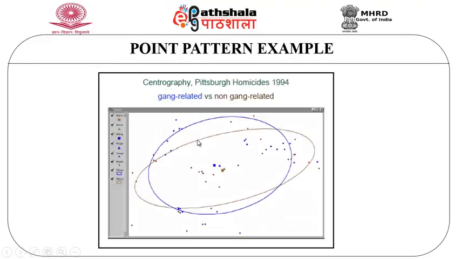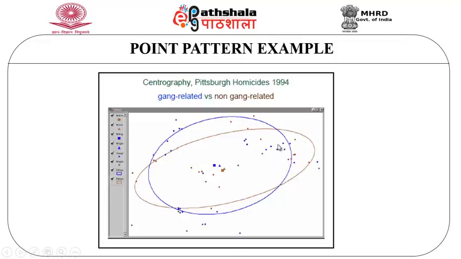So, this is one point pattern analysis example which shows homicides that occurred in the year 1994 in the area of Pittsburgh. This shows the difference between the gang-related homicides and the non-gang-related homicides, which are overlapped. The gang-related are shown as blue color points and the non-gang-related are shown as brown color points.